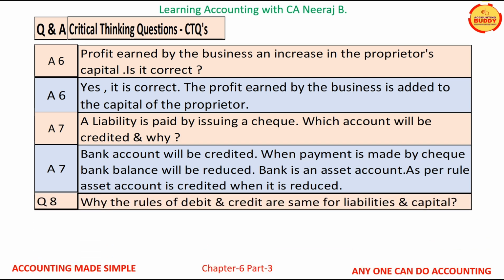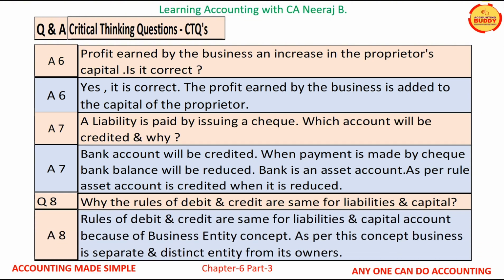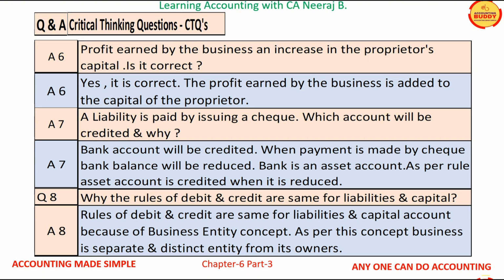Question number 8. Why are the rules of debit and credit the same for liabilities and capital? The answer is the rules of debit and credit are the same for liabilities and capital account because of the business entity concept. As per this concept, the business is a separate and distinct entity from its owners.